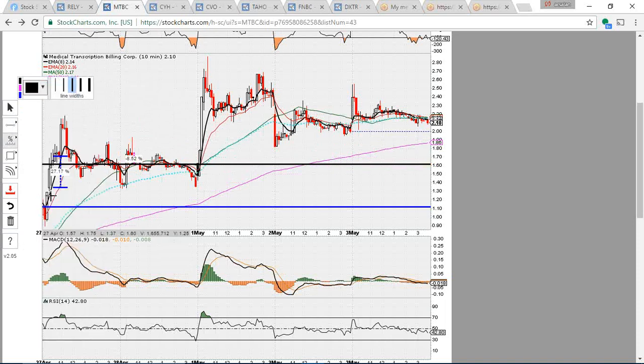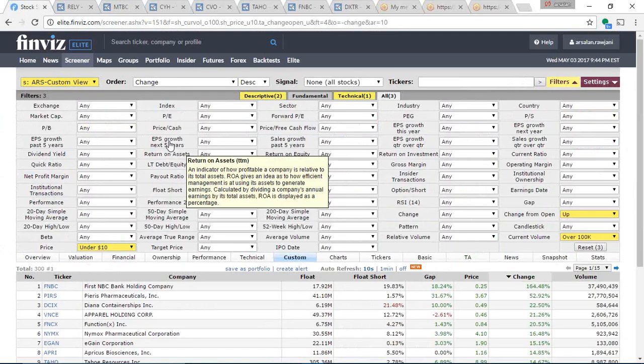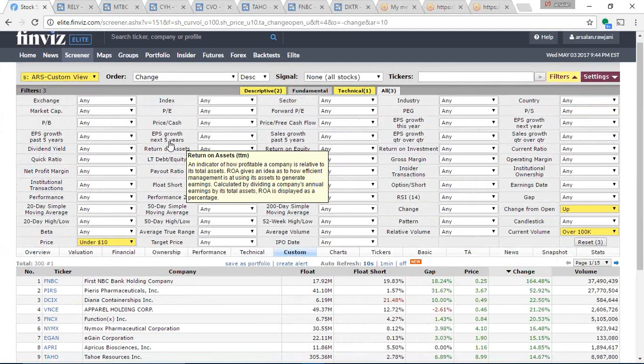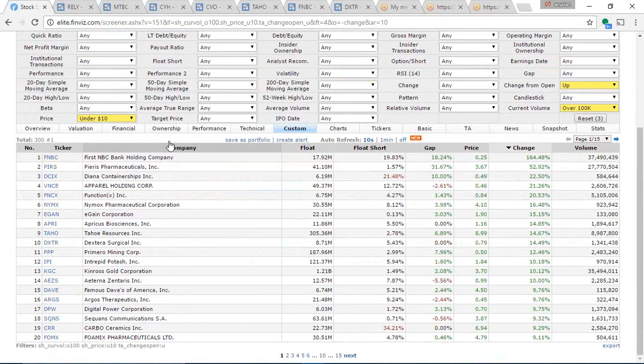Sorry, I have a question. Oh, sure. I was wondering, so you keep referring to Finviz. I was just wondering what that reference is towards. Oh, Finviz is this website right here. So what Finviz does is it scans the market every 10 seconds.